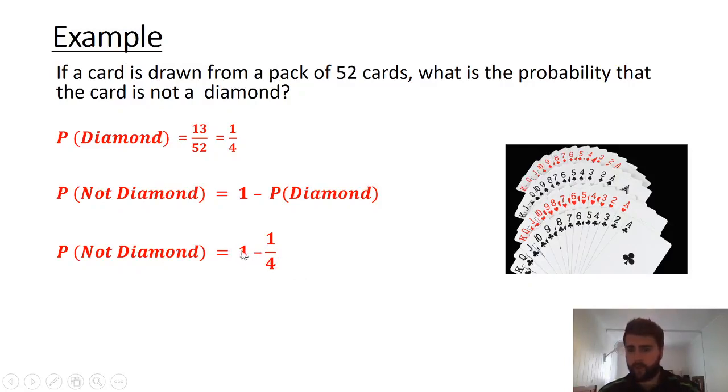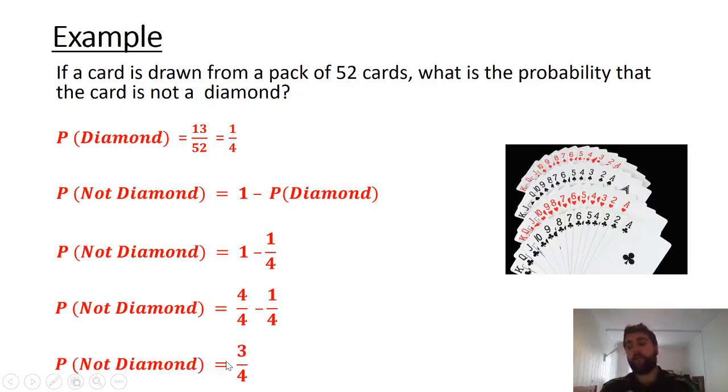Okay, so we've got to convert our 1 into a fraction with a denominator of 4. And if we remember, we can rewrite the number 1 as a fraction. In this example, it's going to be 4 over 4. Once we've done this, we can now take away a quarter from 4 quarters, and it gives me the probability of not getting a diamond as 3 quarters. And if we wanted to, we could write a little worded sentence answer here as well. I've missed that out for today.